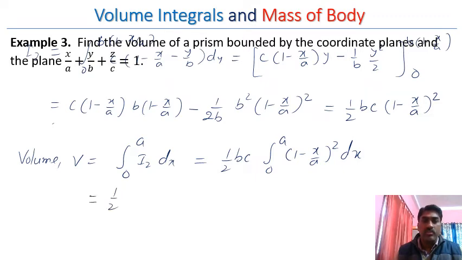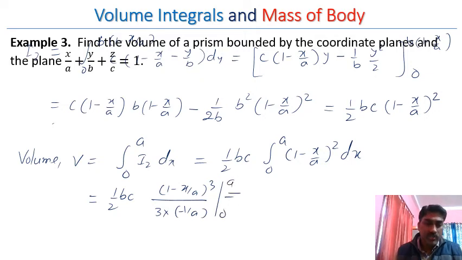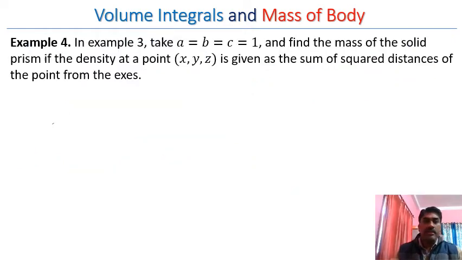So this is 1 by 2 bc, then (1 minus x by a) to the power 3 by 3 into minus 1 by a, and the limit is 0 to a. So now you can put the limit and very easily it will come out to be 1 by 6 abc. So this is the volume of the prism indicated in the question. And finally, let us compute, if the prism discussed in the previous example is a solid prism, then we may be interested to compute its mass.